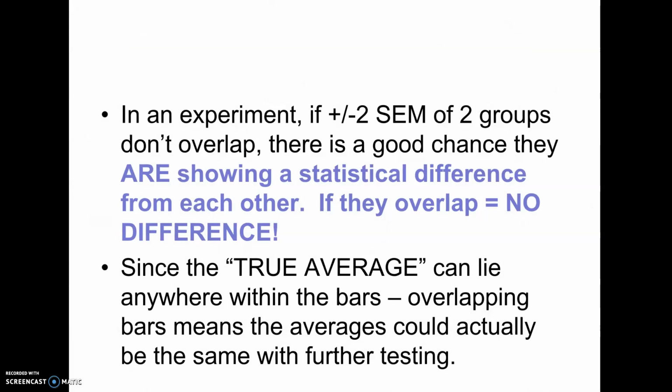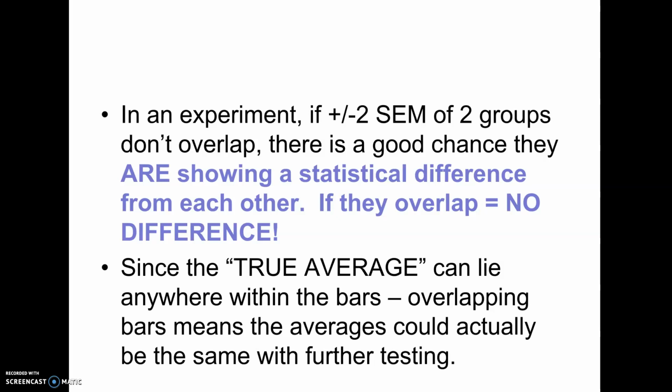So here's the bottom line. If you graph plus or minus 2 standard errors of the mean, and your error bars do not overlap, you would conclude that there is a statistical difference between those 2 groups. If the error bars overlap, you conclude there's no statistical difference between those 2 groups. And this is because the true average, remember, can lie anywhere within those bars.